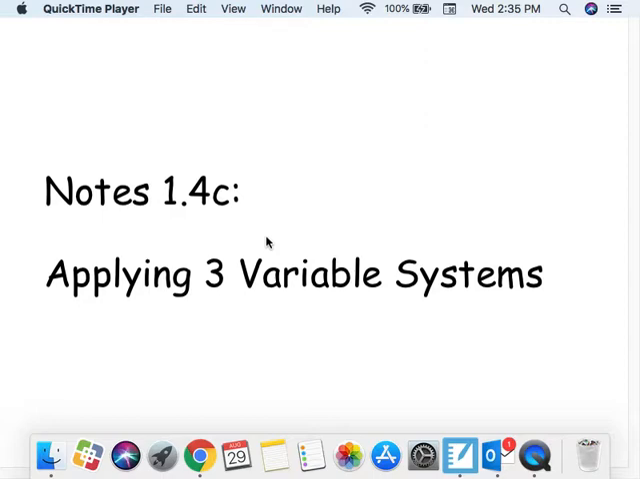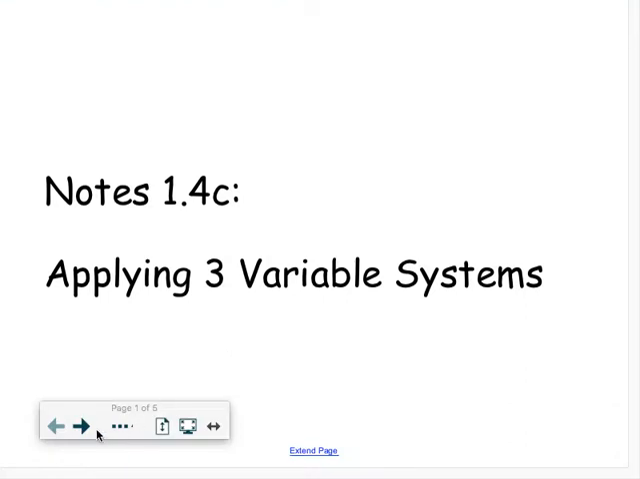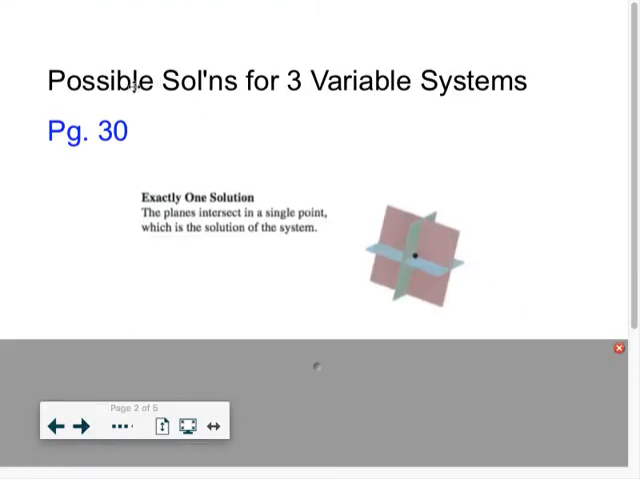Okay, so we're going to be talking about applying the three variable systems. And before we do that, I want to talk about different types of solutions. Before we do that, this would be something that you could put into your notebook. I would write in your notebook possible solutions for three variable systems, and then just make a note to yourself that it's on page 30 if you want to see the pictures. These pictures are a little tough to draw, so you can see these same pictures on page 30.